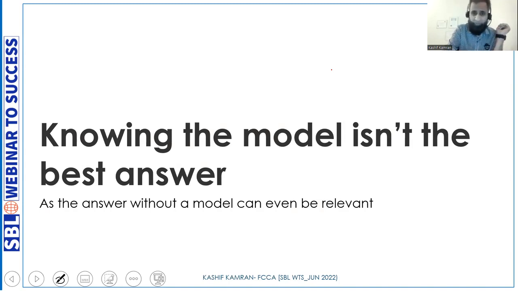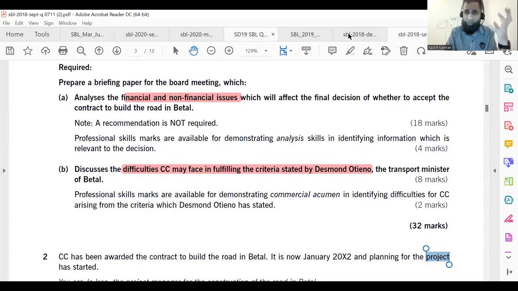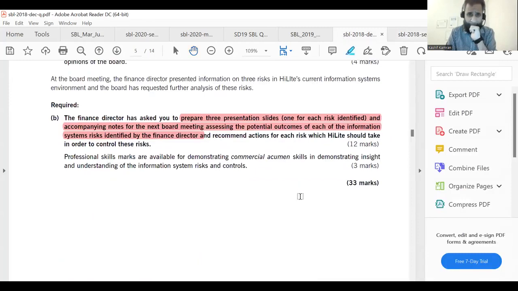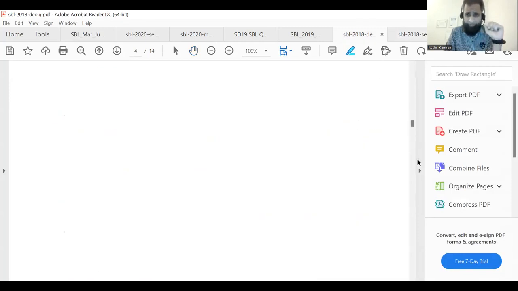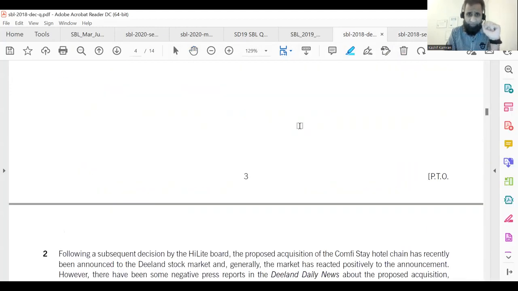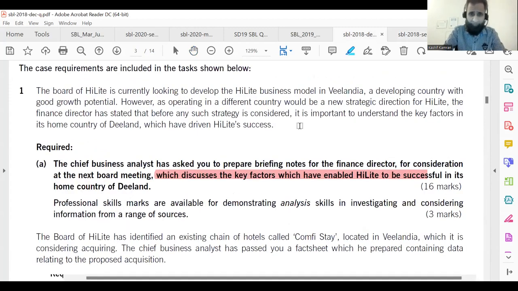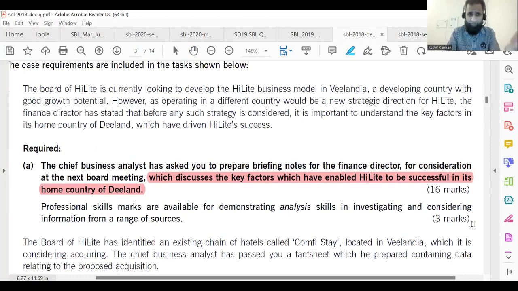Let me show you some examples of that. If I take you to the past papers of SBL, I hope you can see them on your screen, and I can share some examples with you randomly. You just need to give me a few minutes to search for those examples, just to show you how things could have been. Okay, look at this. Can you see this question in front of your screen? This is from the December 18 paper.